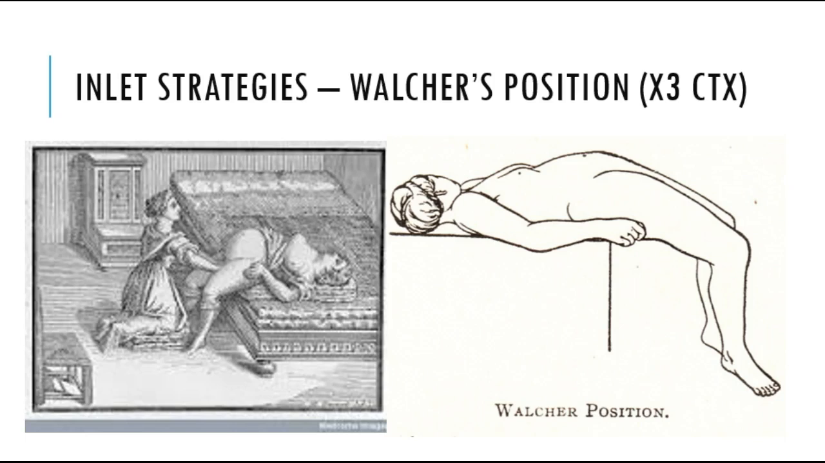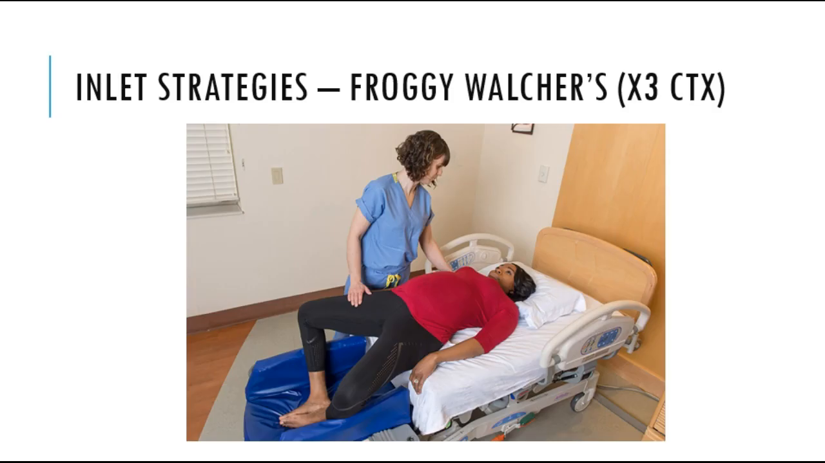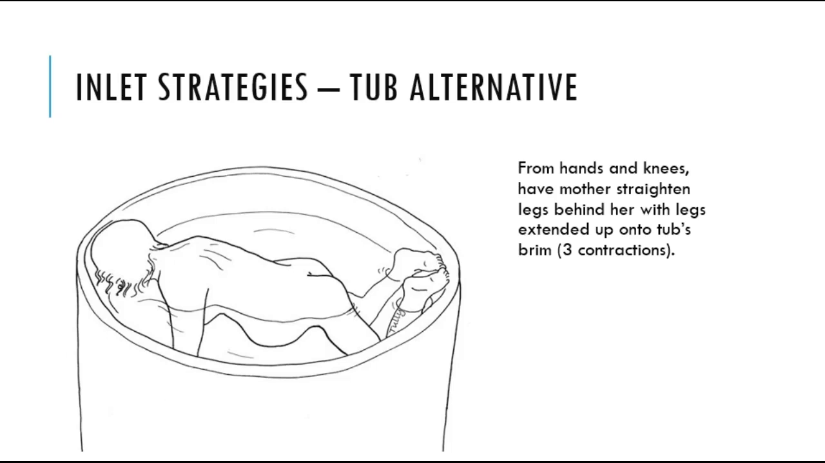Okay. So next one up then is our Froggy Walcher's. So there's your picture. And then I couldn't find a picture of it, but you could also essentially do a Walcher's in the tub, and it wouldn't be hands and knees like this. She'd then bring her feet up and rest them on the tub behind her, so you've got that big arch in the back. That's kind of what you're looking for. So she's laying in the tub on her elbows, and this is way up and back. She'll hate it, but 3 contractions, and then you're done. To see if we can just get that baby past that inlet. That would be your option for your inlet.